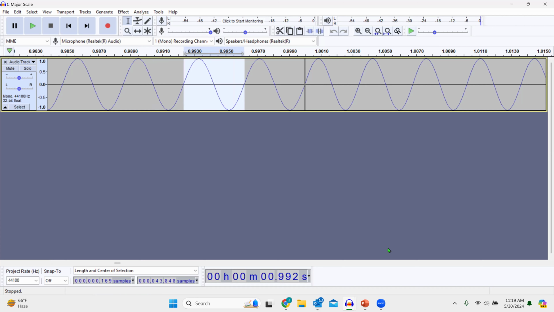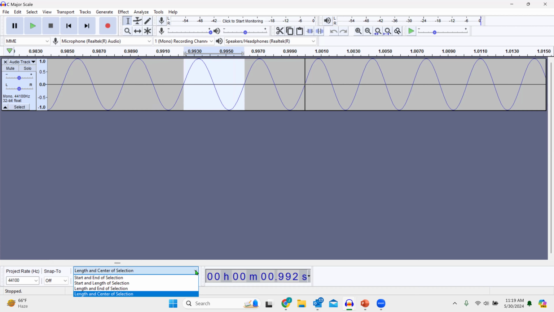Now, there's a setting that we have to change, a couple of them actually. And this is where you have to be really careful. A lot of mistakes happen here, but it is imperative that you change this right here to length. As long as the length's in there, you're good, but I just pick length and center of selection.